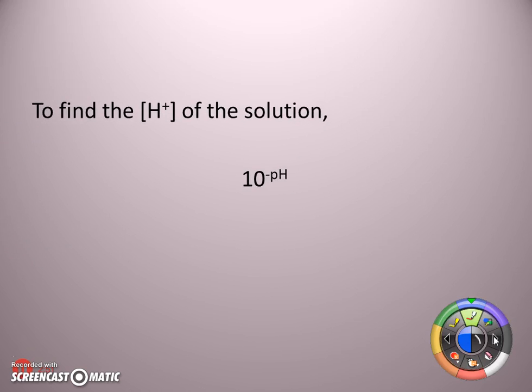In order to find the hydrogen concentration of the solution, so you're starting with the pH, and they want to know what the concentration of the solution was, you're going to take 10, raise it to the negative power of whatever the pH is.